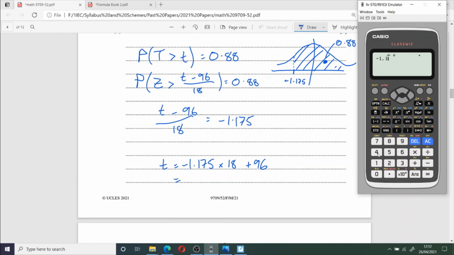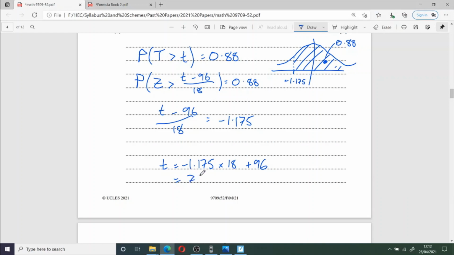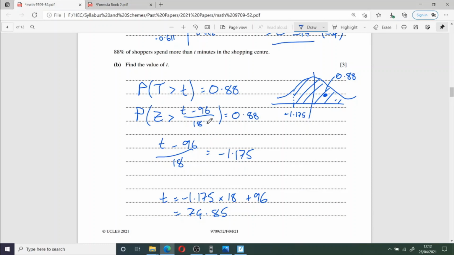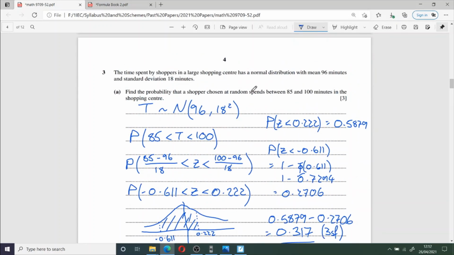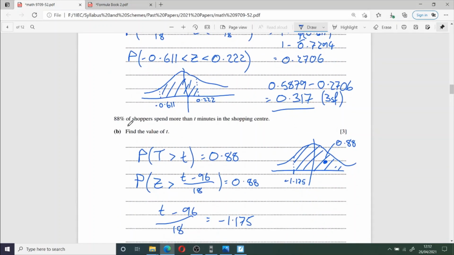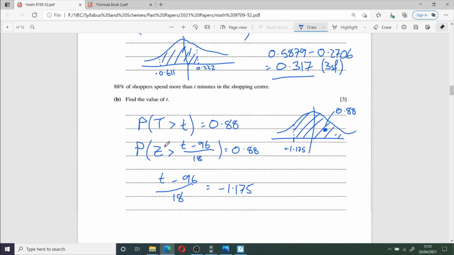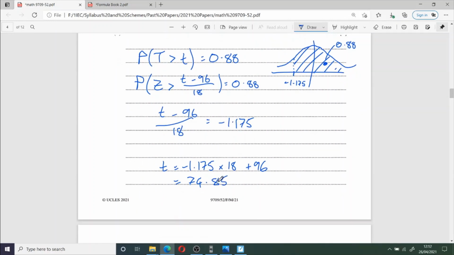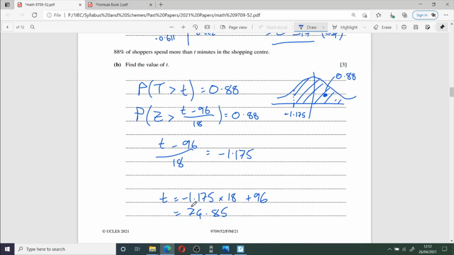Minus 1.175 multiplied by 18 and then add 96, and we get 74.85. Let's just have a look at the question and see if it seems reasonable. Well, given that our mean is 96 and 88% of shoppers should spend more than this time in the mall, that seems perfectly reasonable. I might just round it to 3 significant figures: 74.9 to 3SF.